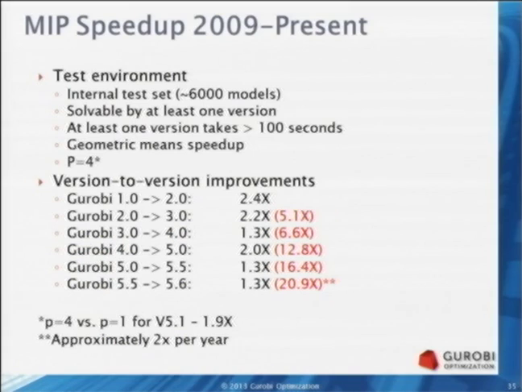And so if you look at the cumulative improvement over models that take more than 100 seconds for this 5-year period, it's basically a factor 21 average improvement in our ability to solve models that take more than 100 seconds. Okay, so the technology keeps improving.